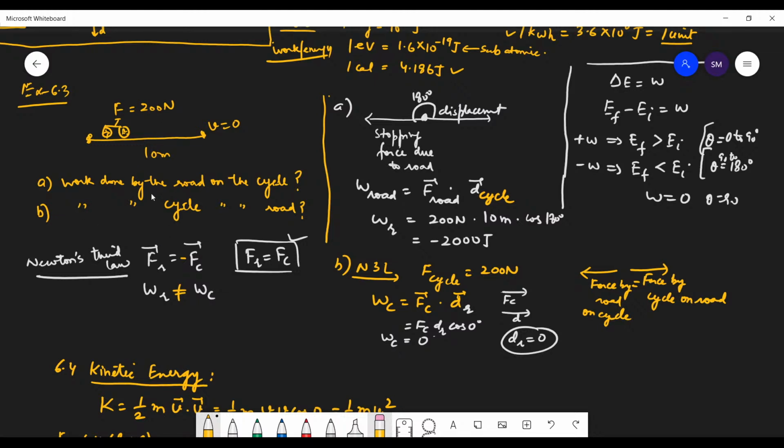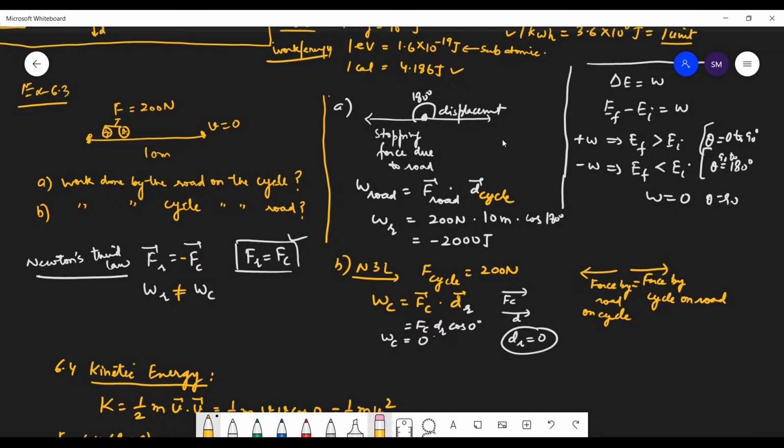So we know Newton's third law: force applied by the cycle and force applied by the road. If the cycle is applying a force on the road, the road is also applying a force on the cycle, and both forces are equal and opposite. That is by Newton's third law.